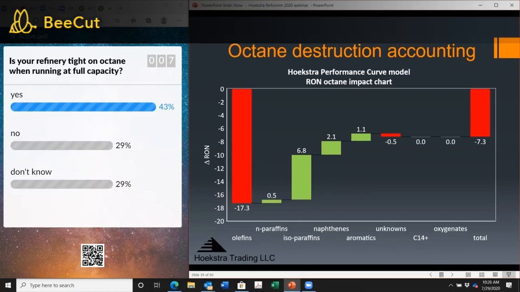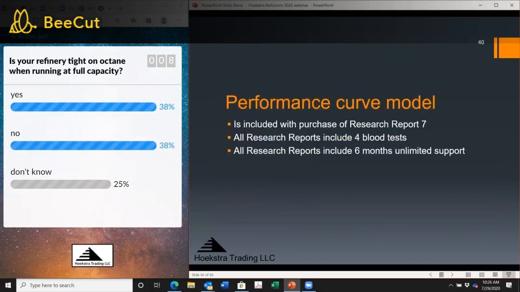Now, the model also produces this chart that accounts for octane changes by hydrocarbon type. And this is a field test example. The leftmost red bar shows the loss of olefins, in this case, accounted for 17.3 RON octane loss. Those olefins became normal paraffins, isoparaffins, and naphthenes, whose octane partly offset the loss from olefins. And then there were some smaller octane effects that involve reactions of aromatics, unknowns, and C14 plus compounds and oxygenates. And the total impact on the far right was 7.3 RON octane loss.